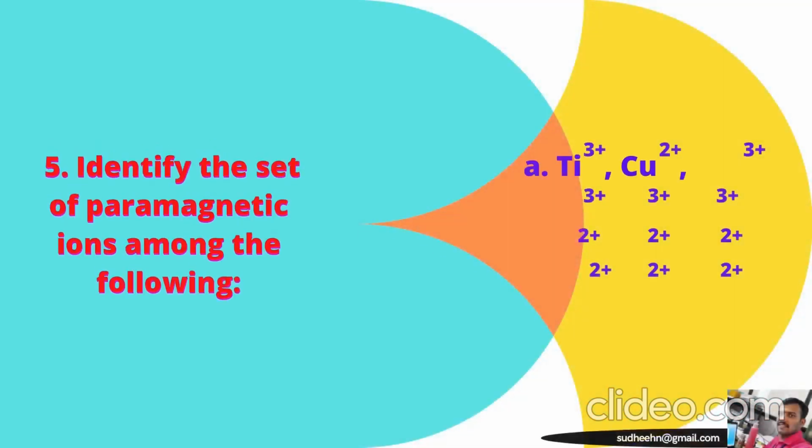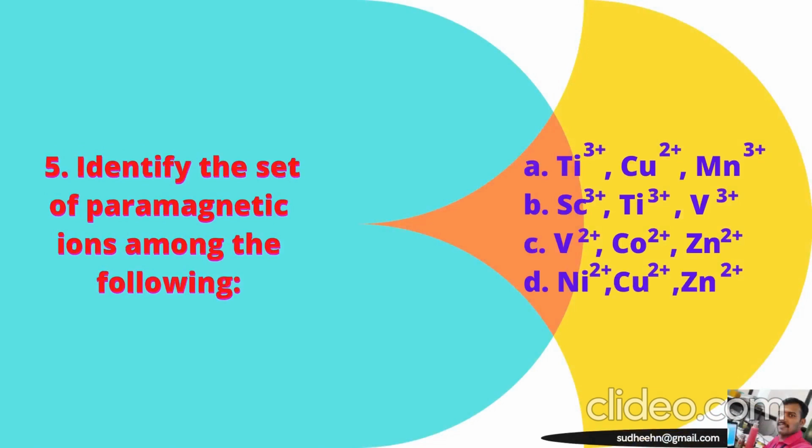Next, question number 5. Identify the set of paramagnetic ions among the following. Option A, titanium ion, cupric ion, and manganese ion. Option B, scandium ion, titanium ion, and vanadium ion. Option C, vanadium ion, cobalt ion, and zinc ion. Option D, nickel ion, cuprous ion, and zinc ion.